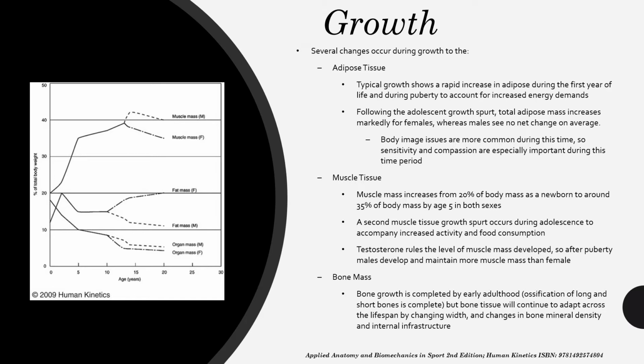Finally, the last tissue we're really concerned with is our bone tissue, particularly our bone mass. So we know that bone growth will be completed by early adulthood. So late 20s to early 30s is the end of bone growth. The last of the ossification of our long bones and short bones will be complete around this time. But bone tissue is going to continue to adapt across the lifespan. And this is going to change the width, the bone mineral density, and the internal infrastructure of bone. But the only way to improve our bone mass is to go through loading activities. So heavy weightlifting, impact loading, things like that. So even though our bones stop growing in early adulthood, they're not done developing, if that makes sense.